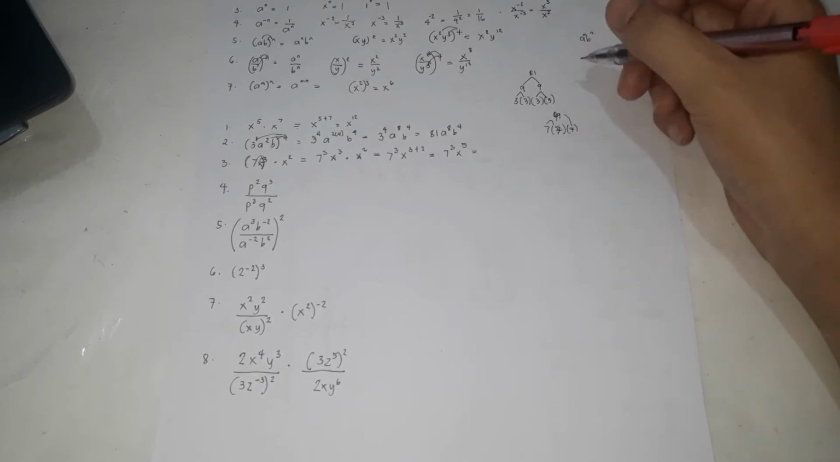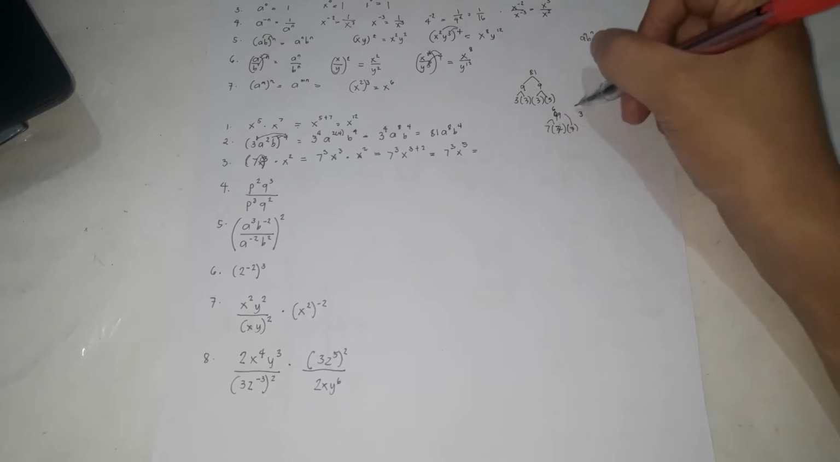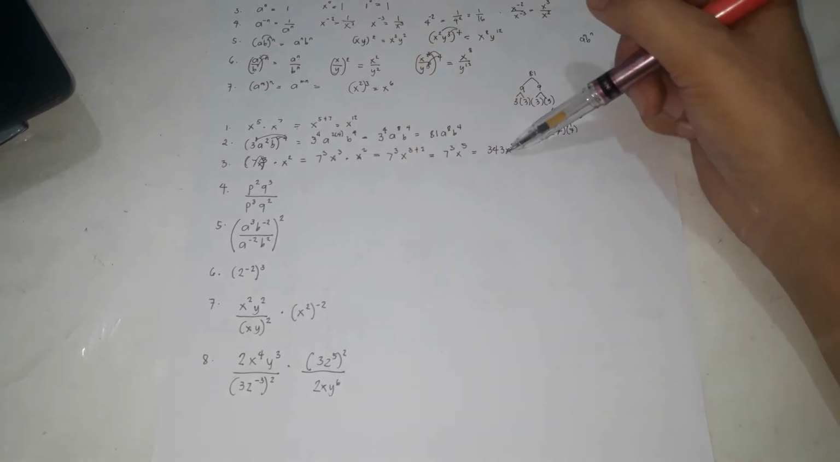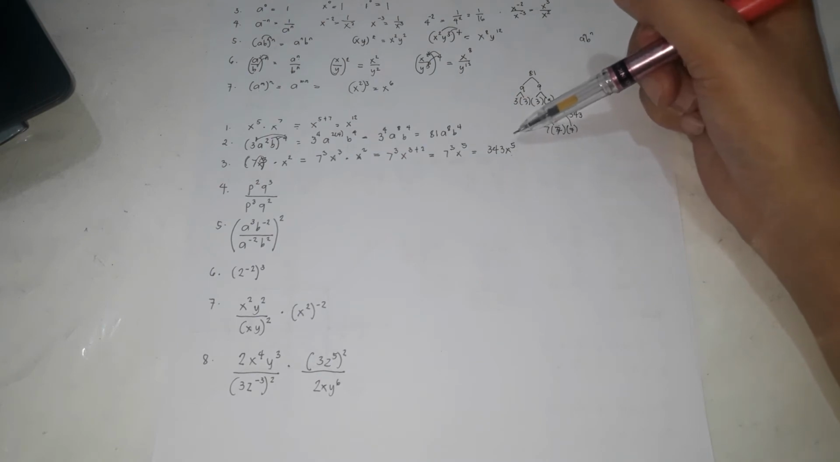We could solve 7 cube. 7 times 7, 7 times 7. 7 times 7 is, 60, am I right? What happened to me? 49. 49 times 7, that's 3, 6. 7 times 4, 28 plus 6. 28 plus 6 is 34. So 343 x to the 5. So ang 7x cubed times x squared is equal to 343 x to the 5.